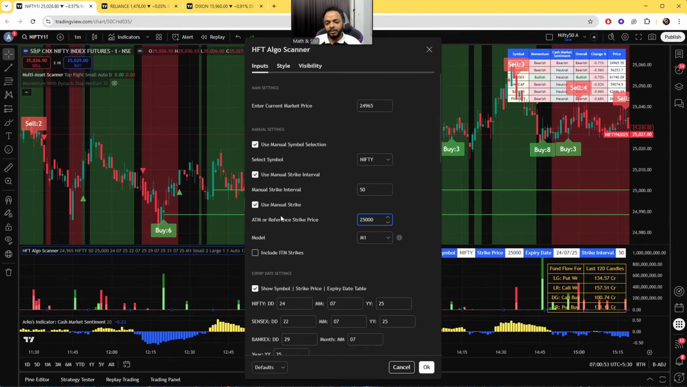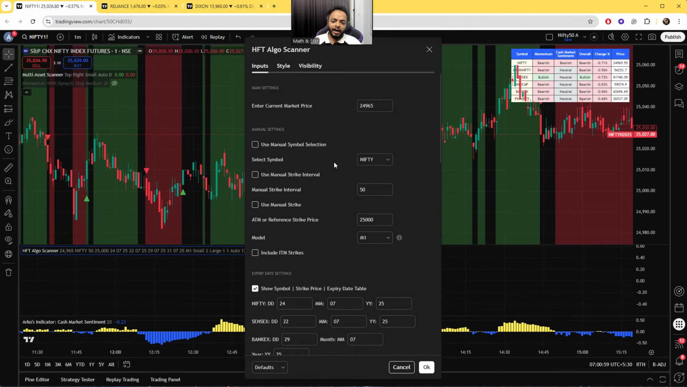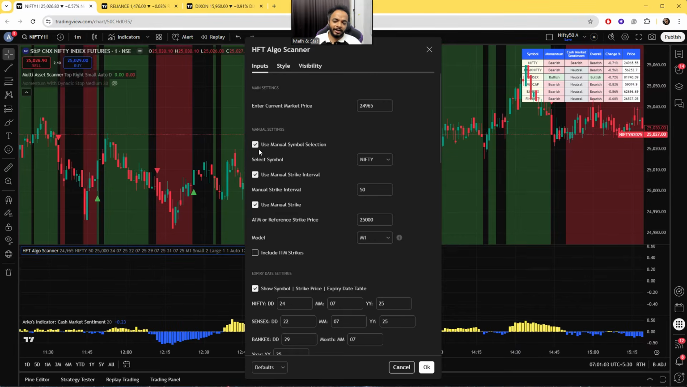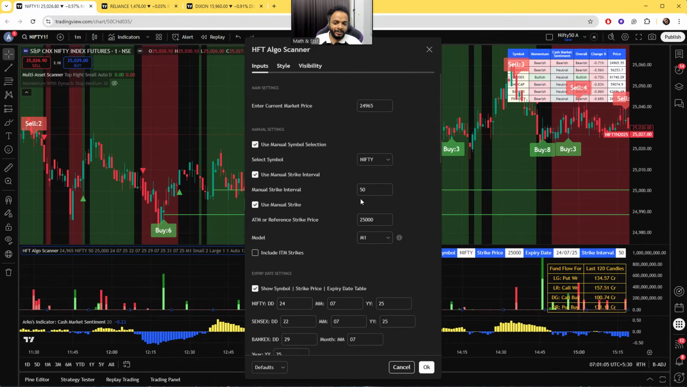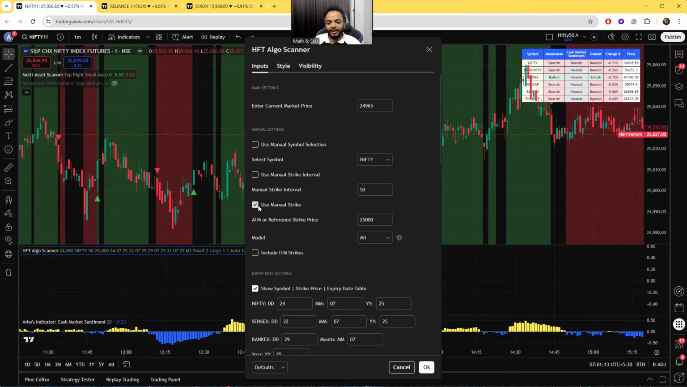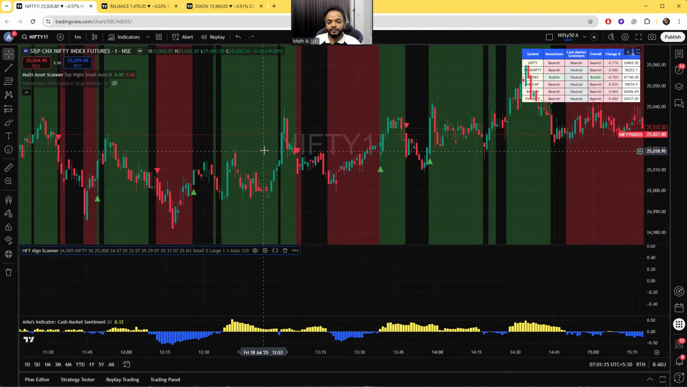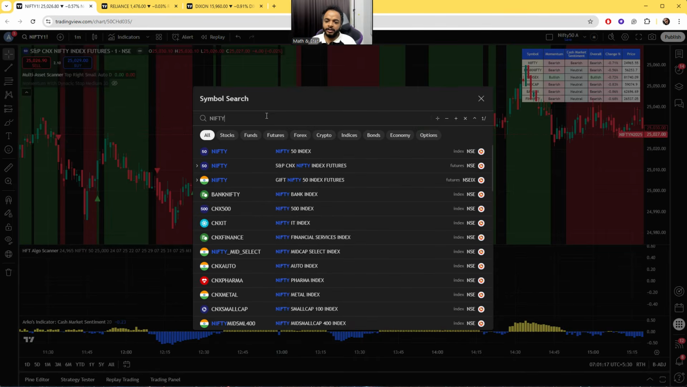Okay, so that is the thing, which one you want to be manually input. You want to manually input, so it's all up to you. But again, if on any other charts you are trying to put the HFT indicator, and the chart is not the spot chart, then you have to go in manual mode. Okay, so that being said, let's come back to our Nifty chart.